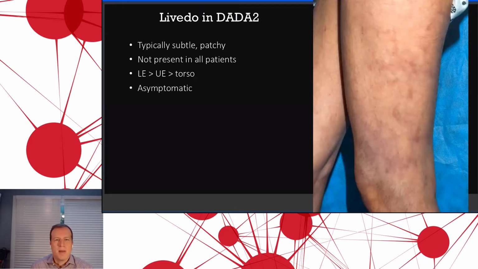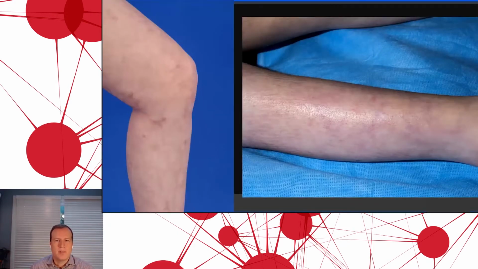The most common location for livedo pattern is the lower extremities, but we certainly see upper extremity involvement frequently, as well as involvement of the torso. In patients who don't have the nodular lesions of PAN, I would say most patients are asymptomatic with their livedo. Again, here are a few examples showing this patchy involvement.